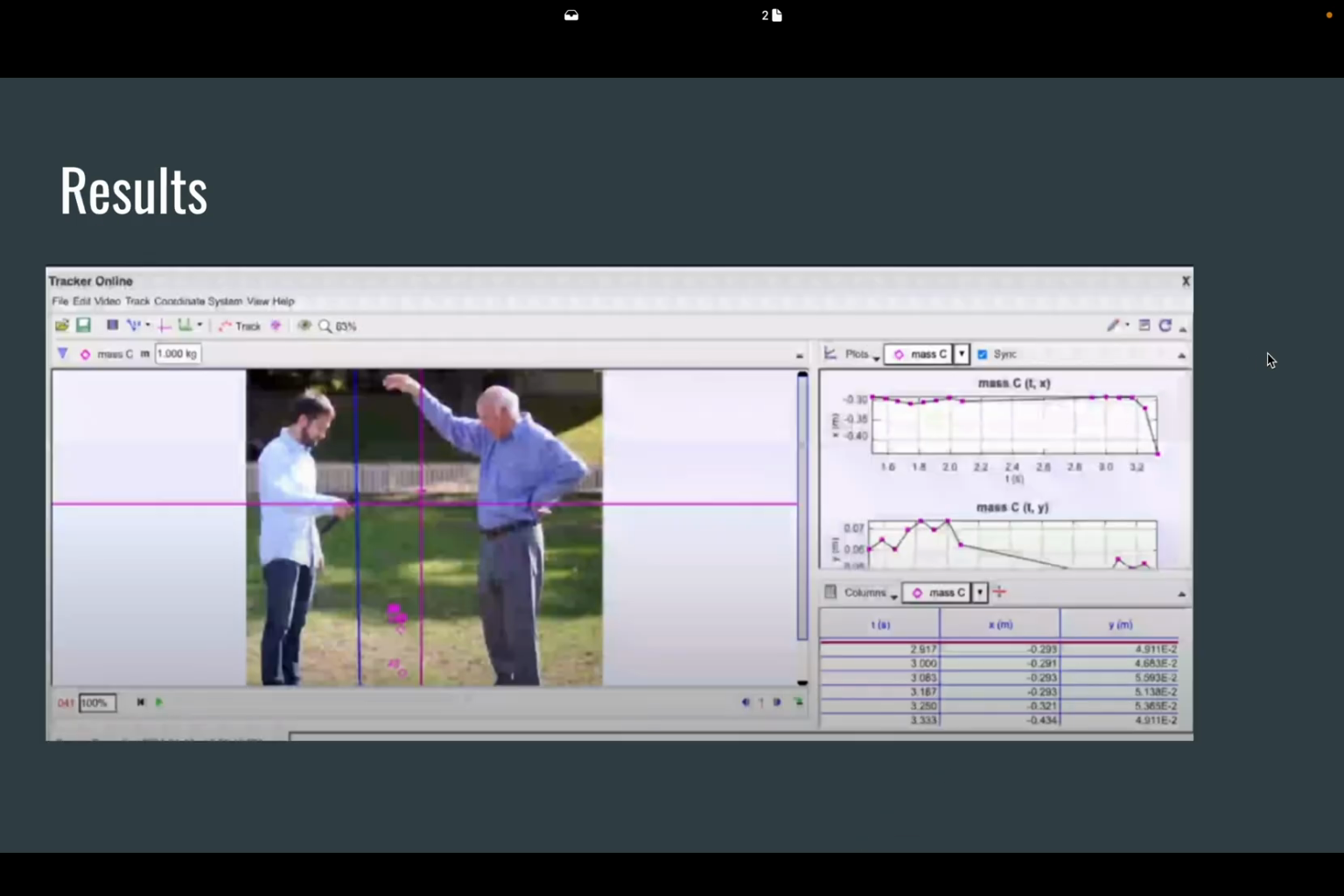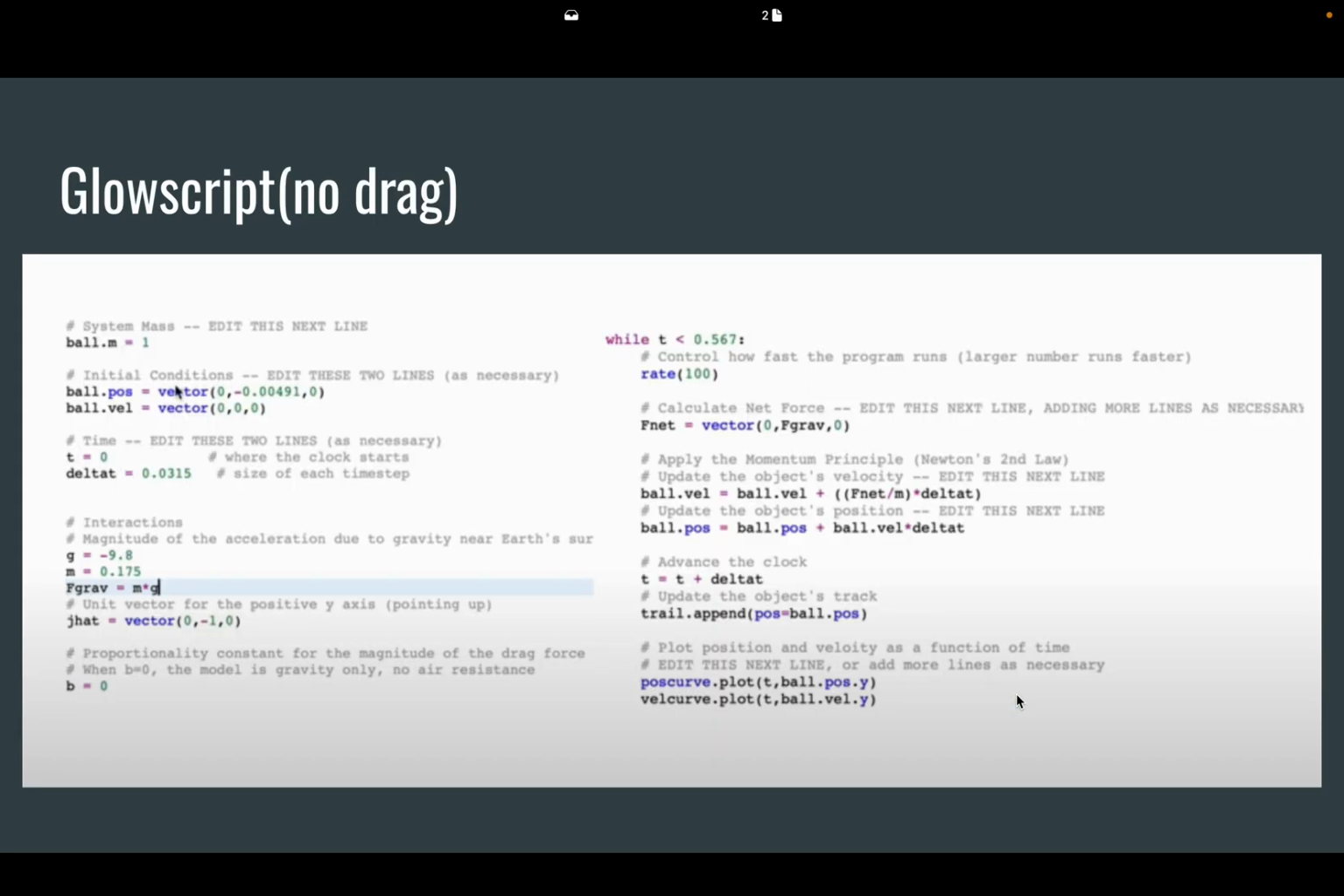This is a screenshot that I took from the Tracker model that I made. You can see that the position of the slinky was tracked over several intervals, and you can see this more apparently in the graph as it began to fall. And we can see the data a bit more clearly from the computational model.